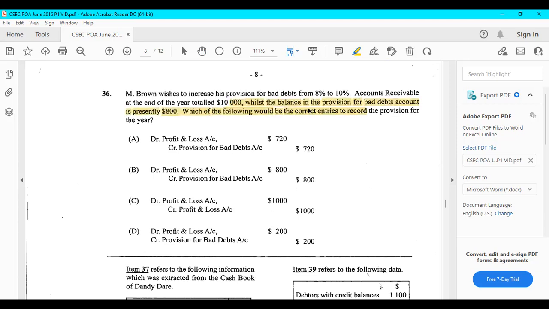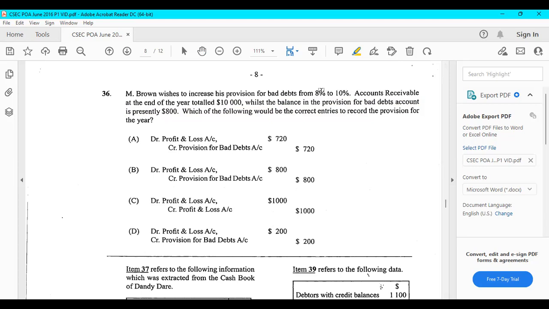But the balance on the provision for bad debt account is presently $800, right? That's our current balance. So we can cross out B because we're not concerned with our current balance. We're concerned with the amount that it increases by. So it increases by 2% because if you move from 8% to 10%, that's a 2% increase.